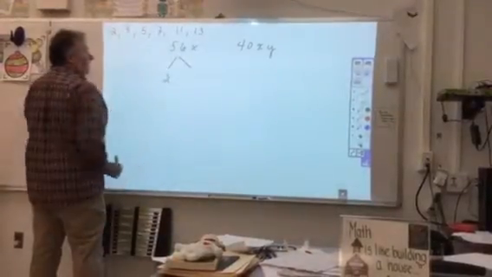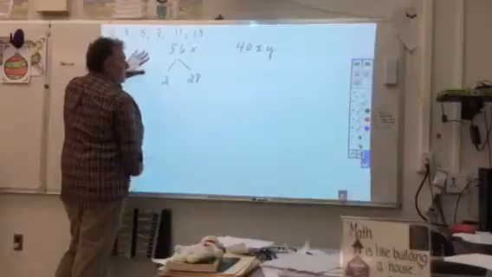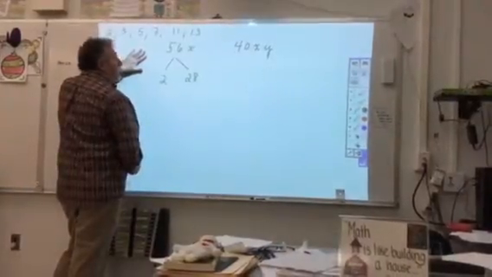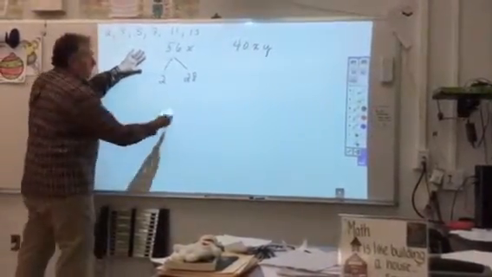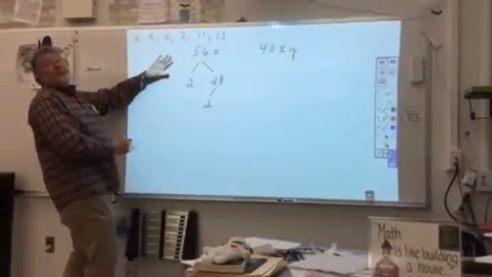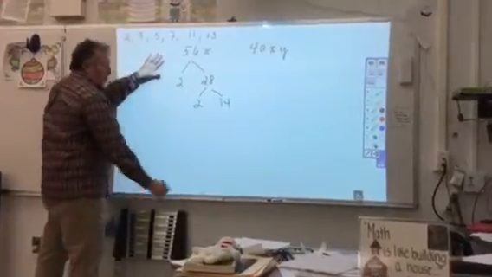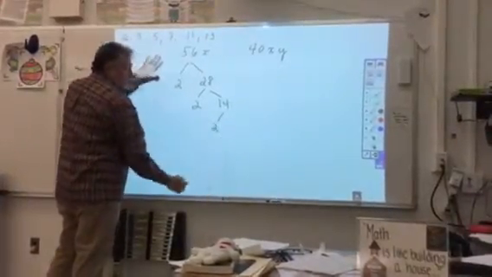Okay, so now the 56 is divisible by 2. And then I've got a 28 that remains. Now I'm going to divide the 28, and again, I'm going to divide it by 2. That's going to give me 14. I will divide the 14 by 2.